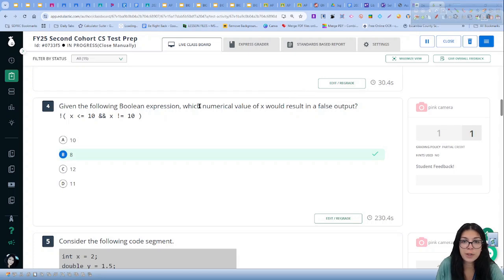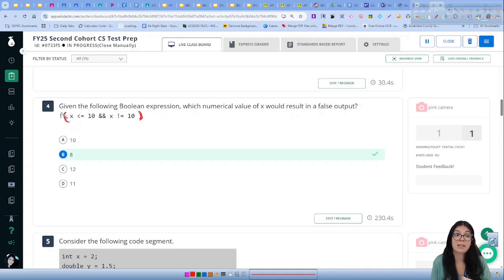Okay, given the Boolean expression, which numerical value of x would result in a false output? All right, so we can use De Morgan's here since I see outside of the parentheses, we have this exclamation mark. So whenever you see a complex expression on the inside that's long with logical and a not in front, an exclamation mark in front, which represents not, we can distribute that not to go ahead and use De Morgan's to see an equivalent of the expression.